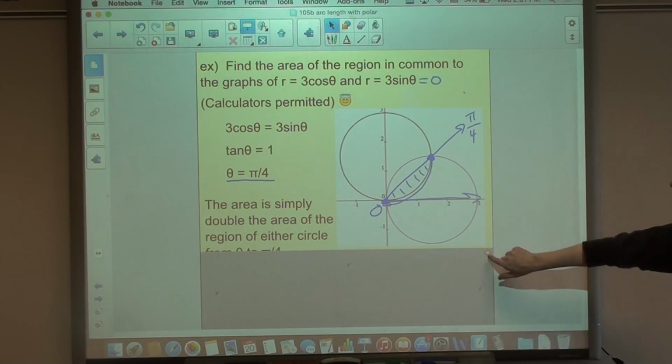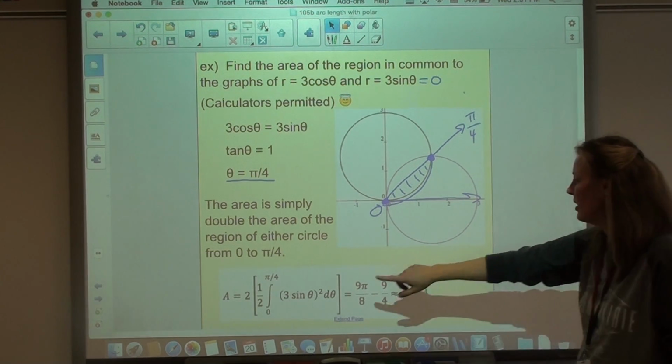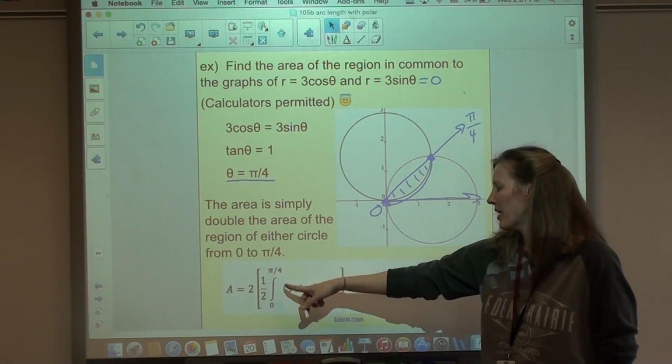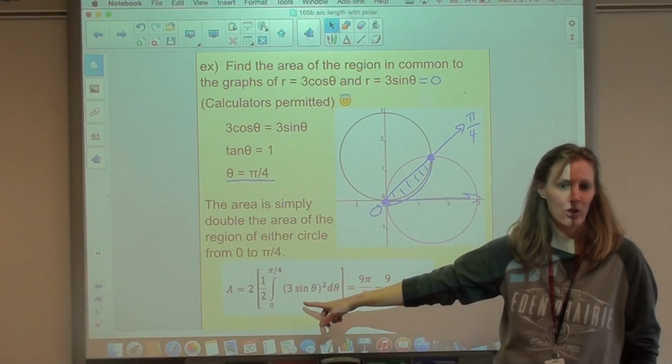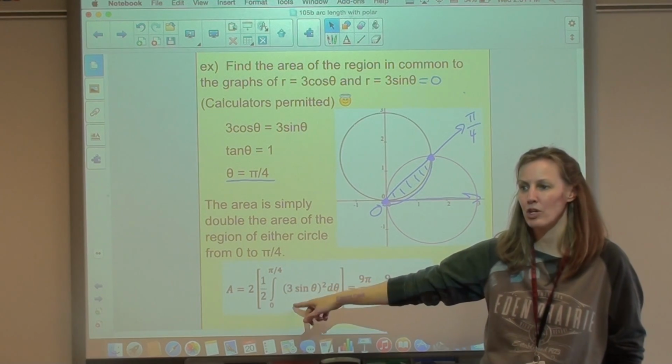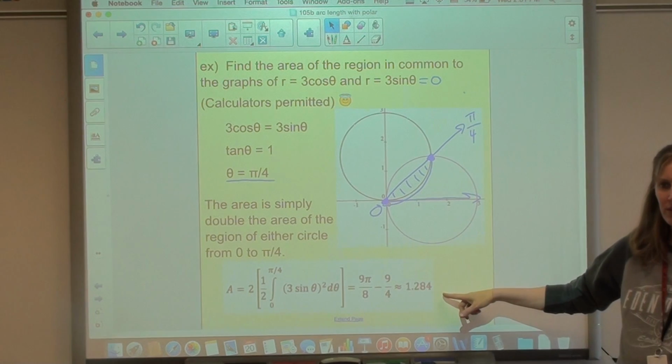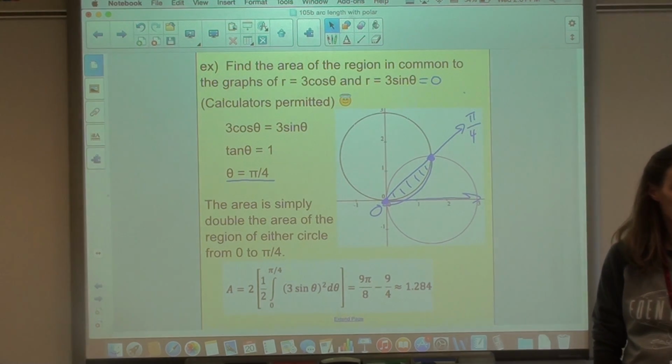So for this one, we either did the integral from 0 to pi fourths of the sine graph, or you could have done pi fourths to pi halves of the cosine. Same kind of thing, you would have gotten the same answer, approximately 1.284.